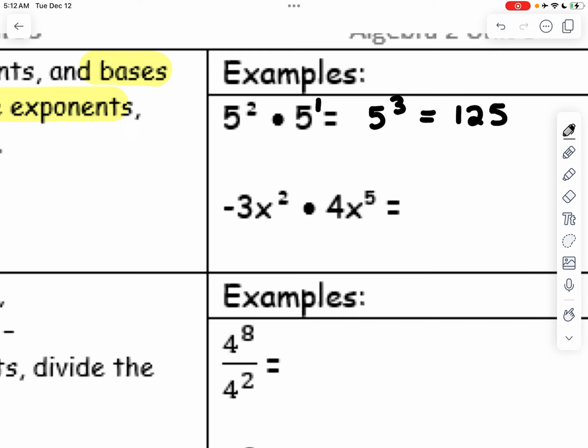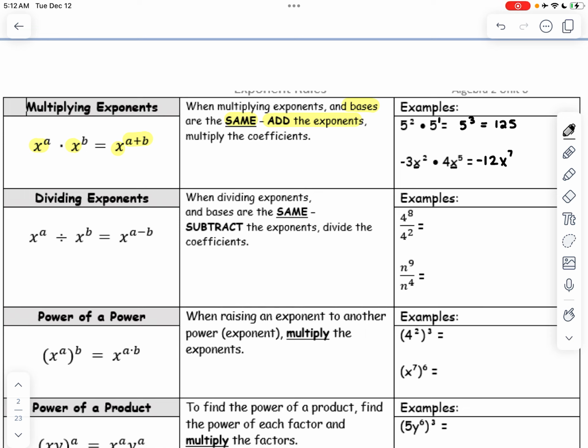In the second example, the like bases, the x's, if I multiply them, I would get x to the 7th, adding 2 plus 5, and then multiplying the coefficients in front would give me a coefficient of negative 12. Again, that rule hopefully feels like a rule that you recall because you've used it a lot this year in just manipulating expressions. Combining like terms would be something you would do after you used this rule.